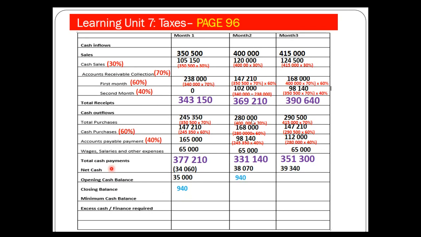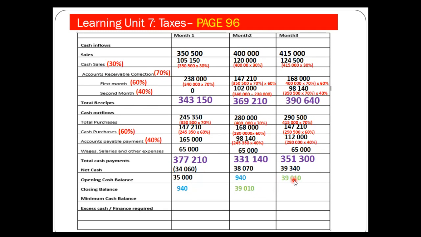Now we do the same thing here. We look at the net cash and the opening cash balance. The net cash here is how much? 38,070. The opening balance is 940. They're all positive, so we add them together. We get 39,010. That is the closing balance at the end of month two, which will be the opening balance of month three.